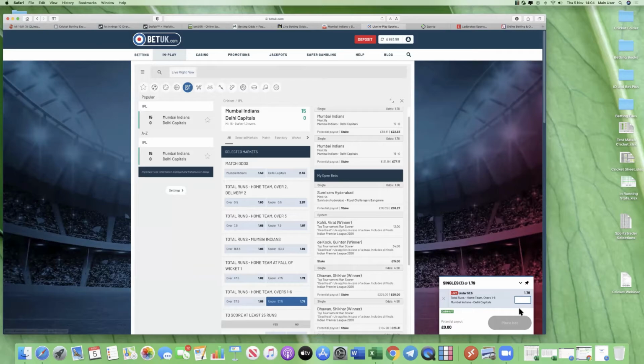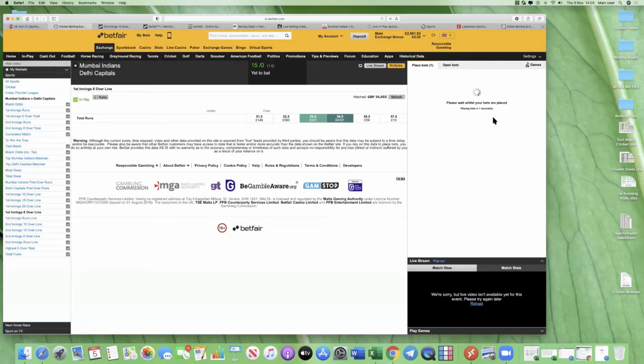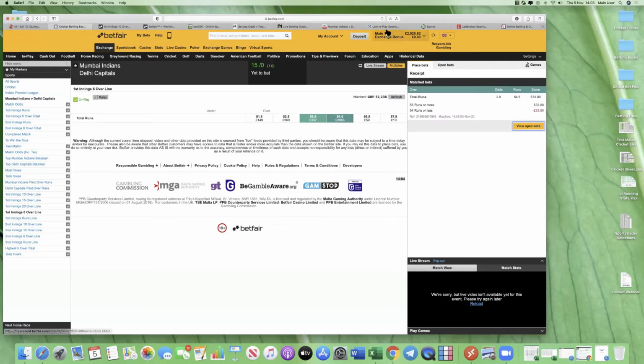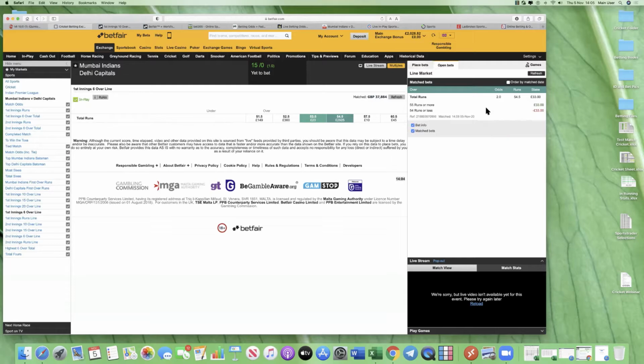So they're 57.5. I'll probably go on that. Now, you're backing that to be over 57.5 or under? Under. So I've backed there. I've gone under 57.5. And you've got £36, and I've backed over 54.5. So effectively, I've got 55 to 57.